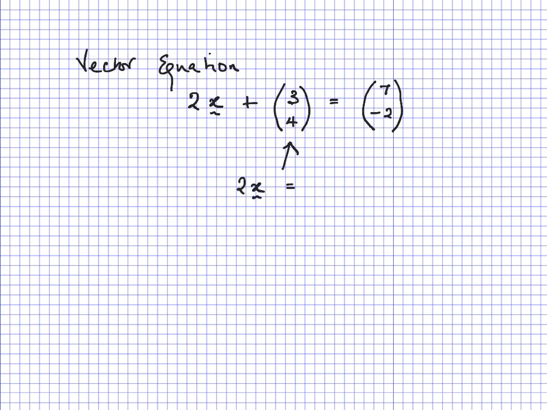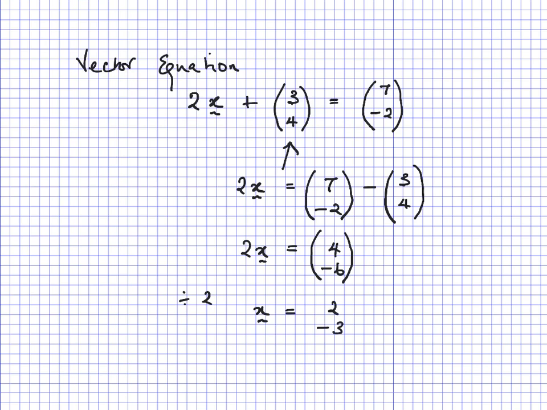So the 2x is going to remain unchanged. (7, -2) will remain unchanged. And there's the subtraction. And that's (3, 4). Now, 7 take away 3 is 4, minus 2 minus 4 is minus 6. And we're going to divide by 2 at the end, so x then has components (2, -3).